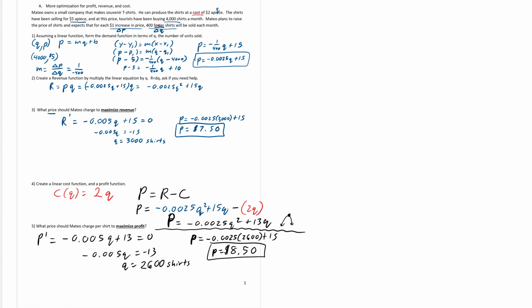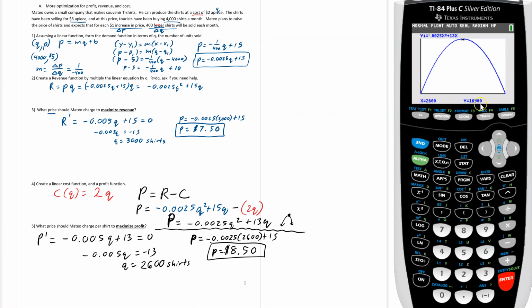Yes, he'll sell less shirts, but that also means that he can carry less shirts too. 2,600 shirts instead of 4,000 shirts. And he'll sell them for $8.50, which will give him a maximum profit of $16,900. So he'll sell 2,600 shirts at $8.50, $16,900. And so you can see if he sells less shirts or more shirts, his profit is not enough through here.